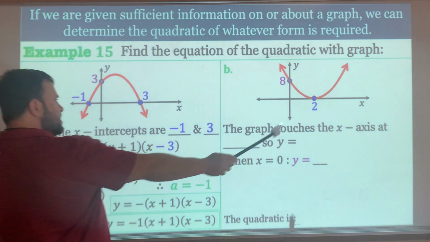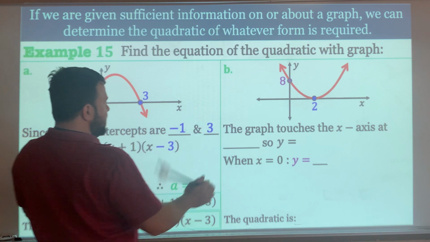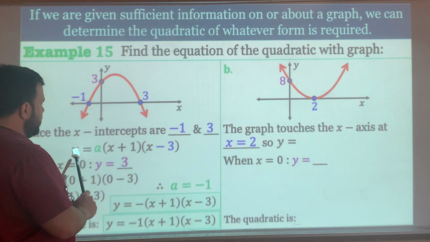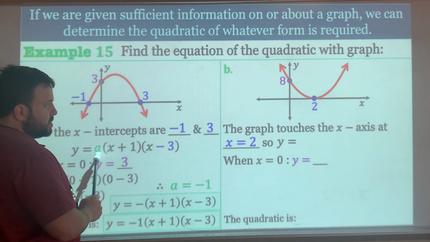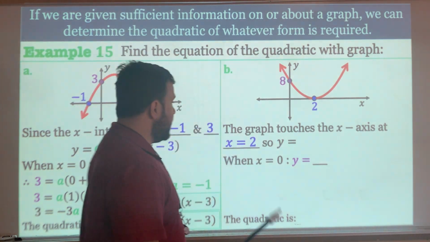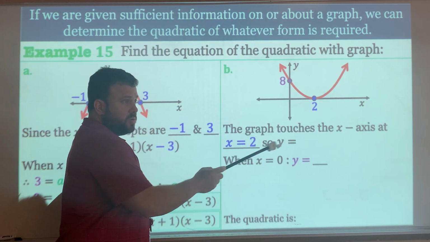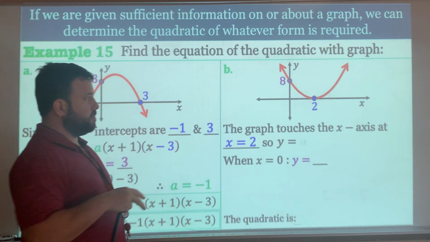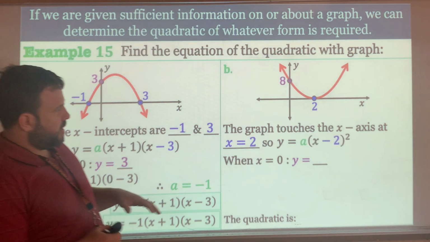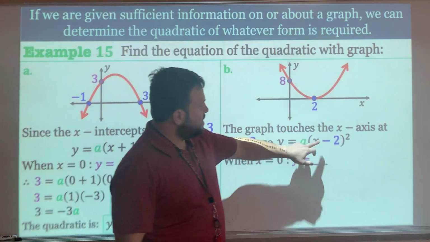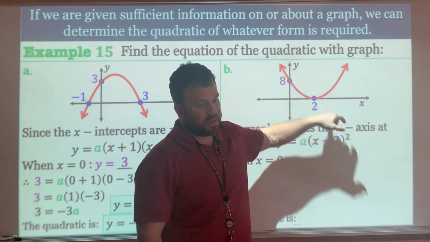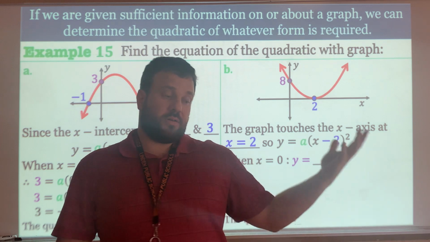The graph touches the x-axis, so there's only one x-intercept at 2. So the equation we're going to use is y equals a times, do you remember what the equation looks like when you touch the axis? It's going to be x minus 2, and how many do you have? Squared. So it's a times x minus 2 squared. Remember, you're always going to need to have at least an x squared when you have a parabola. You can't just make it a times x minus 2, or else it would be a linear graph, right?